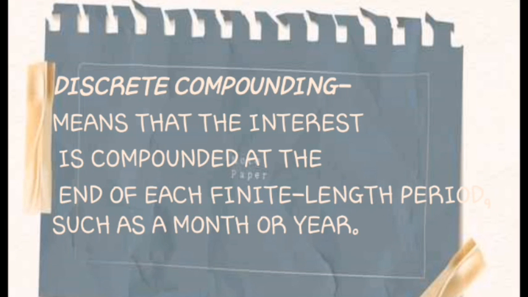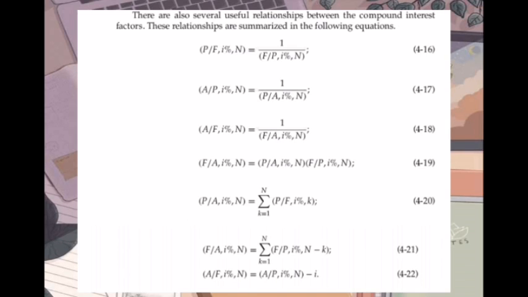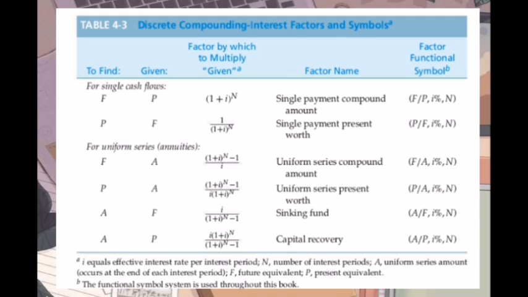Summary of interest formulas and relationships for discrete compounding. So, what is discrete compounding? It means that the interest is compounded at the end of each finite length period, such as a month or year. Table 4.3, as you can see, provides a summary of the 6 most common discrete compound interest factors. It's utilizing the notation of the preceding sections.